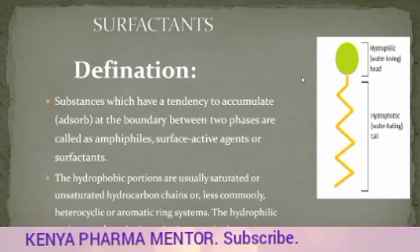If you look at the picture, there are two parts of the surfactant. The first is the hydrophilic part, the water-loving part, which may be ionic, cationic, or neutral. The second part is the hydrophobic part, which is mostly made from saturated or unsaturated hydrocarbon chains, or, less commonly, sometimes from a heterocyclic or aromatic ring system.